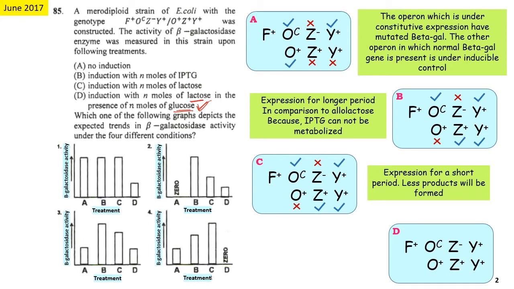So lactose is not being utilized, so the cell won't be having any allolactose. Okay, so it will seem like a no induction condition. So in the absence of allolactose, there will be negative regulation, and the negative regulation will be similar to the A condition. Okay, no induction condition. So again, this first operon we are going to ignore.